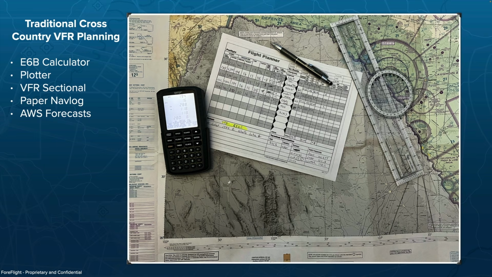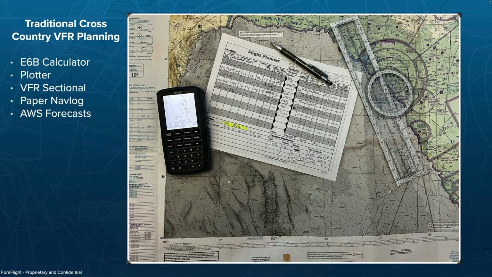So I used my E6B calculator. I had my plotter, obviously a pen or pencil. I used my VFR sectional. I have my paper Navlog here. I pulled up AWS forecast. Maybe I called for a weather brief, but I have all that information here, and this was used as part of that plan. And you'll notice, hopefully nothing on here is unfamiliar to you.